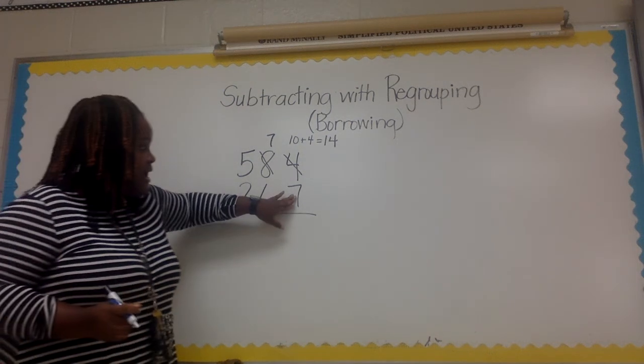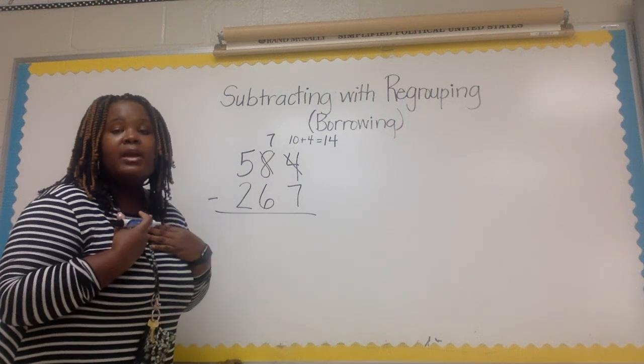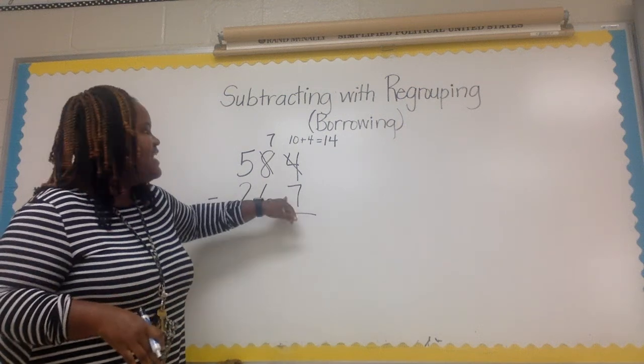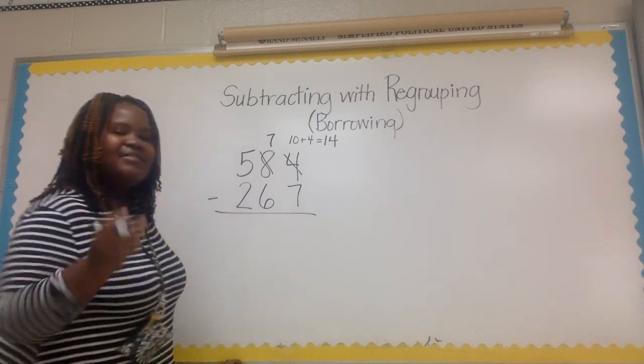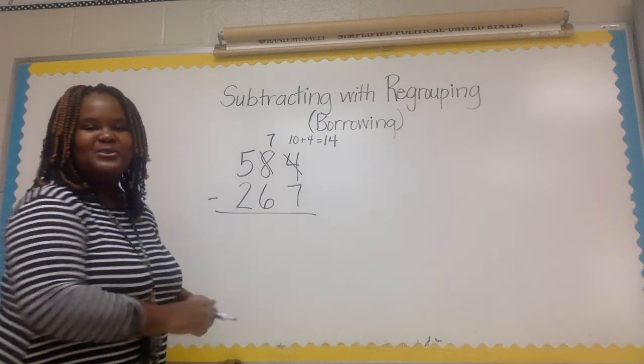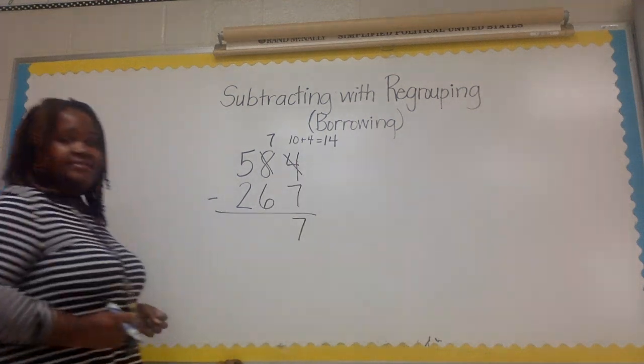Now, we can subtract 7 from 14. And I already know, just like you do, that 7 from 14 is going to give us 7. If you said 7, kiss your brain because you're absolutely correct. Okay? 7 from 14 is going to give us 7.